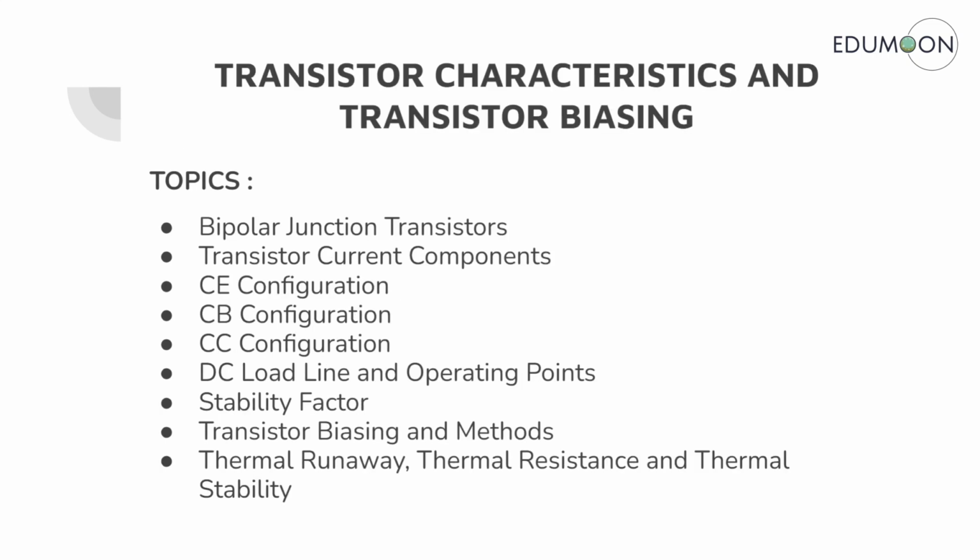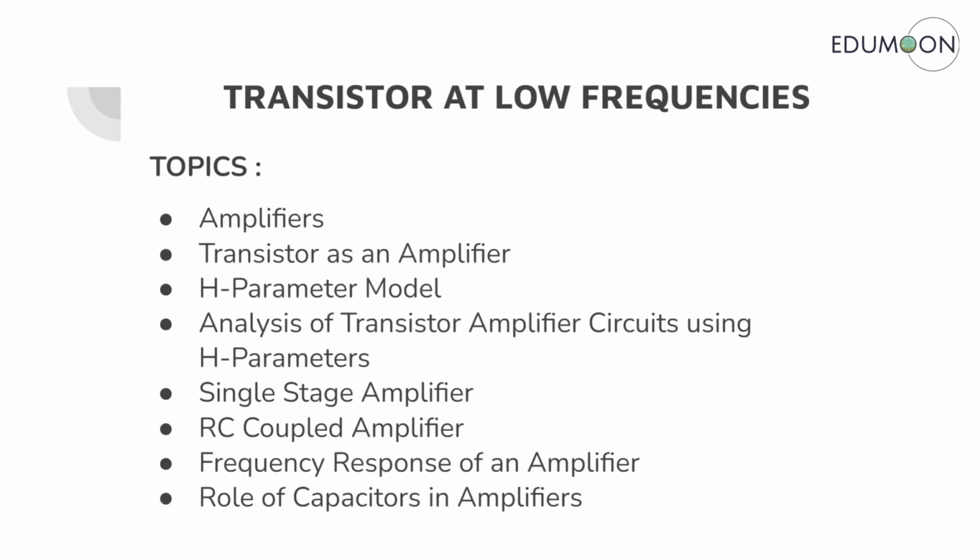And the fourth unit is transistor characteristics and transistor biasing. In this unit, we will learn about BJTs, that is bipolar junction transistors, their operation and how to bias circuits to enhance their stability. The fifth unit is transistors at low frequencies. So this chapter focuses on amplifiers and their analysis using H parameters.